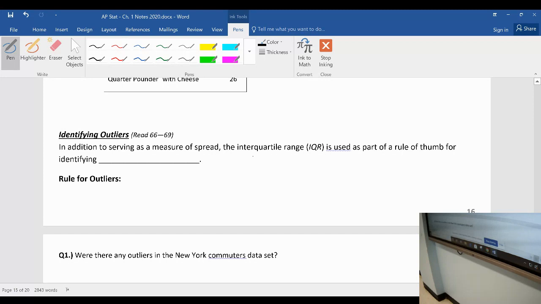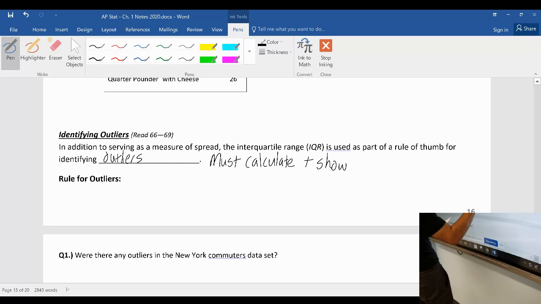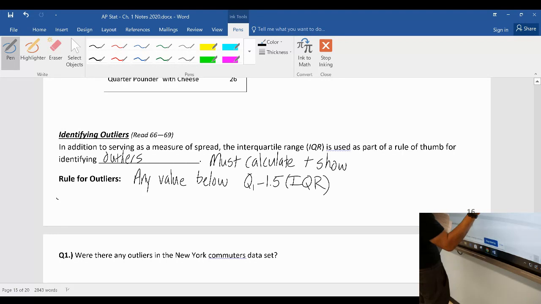In addition to serving as a measure of spread, the interquartile range is also used as a part of a rule of thumb for identifying outliers. Okay, one of the other things we want to discuss in SOCS is the outlier. So we have to calculate and show our work when we're discussing outliers. All right? So any value below or less than Q1 minus 1.5 times the interquartile range is an outlier, okay?